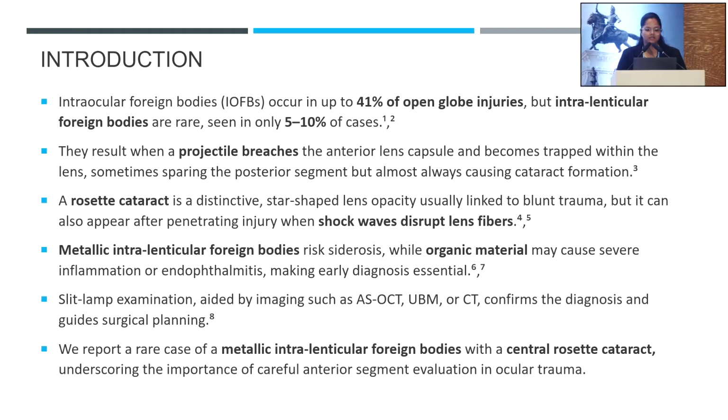The rosette cataract is a distinctive star-shaped lens opacity, usually linked to blunt trauma, but also seen in penetrating injuries when shock waves disturb the lens fibers. Metallic intraocular foreign bodies risk siderosis, while organic material usually causes inflammation or endophthalmitis, making early diagnosis essential. Slit lamp examination aided by imaging such as AS-OCT, UBM and CT scan confirms the diagnosis and guides surgical planning. We report a rare case of metallic intralenticular foreign body with central rosette cataract.